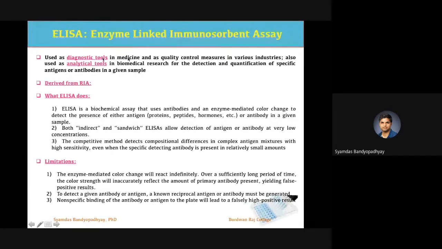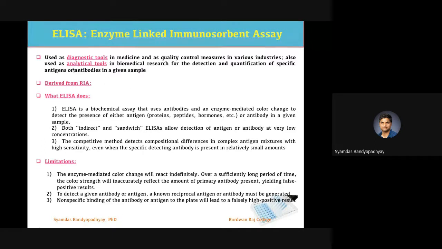If you have purified a novel protein or new protein and would like to measure its concentration, or if you are doing experiments in which you expect a particular cytokine to be induced, then you can use ELISA. It is a very easy technique to measure the concentration of that antigen or the cytokines present in the sample. ELISA is used as an analytical tool in biomedical research for the detection and quantification of specific antigens or antibodies in a given sample. So you can always analyze the quantity of a particular antigen present in the sample.